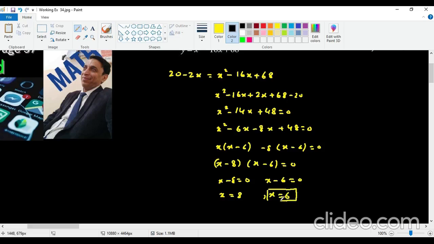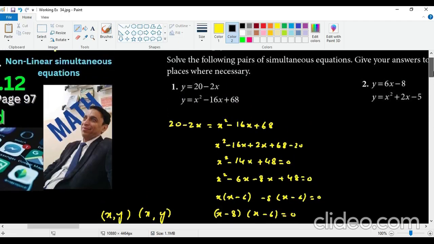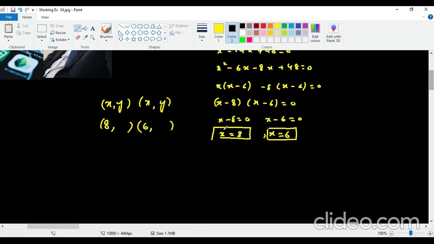Now we have found the values of x, and there are two ordered pairs, each with an x and a y. So we have found 8 and we have found 6, and we need to find the value of y. We know the value of y is 20 minus 2x. I will write this two different times: y equals 20 minus 2x.